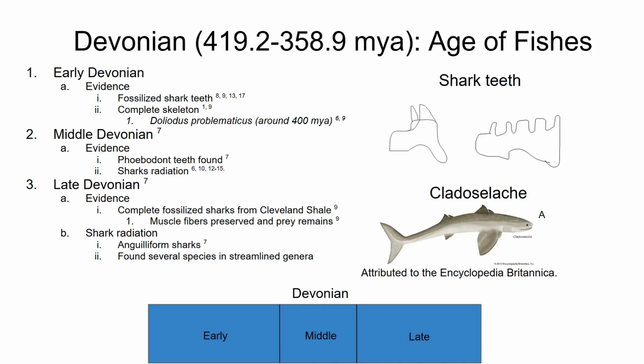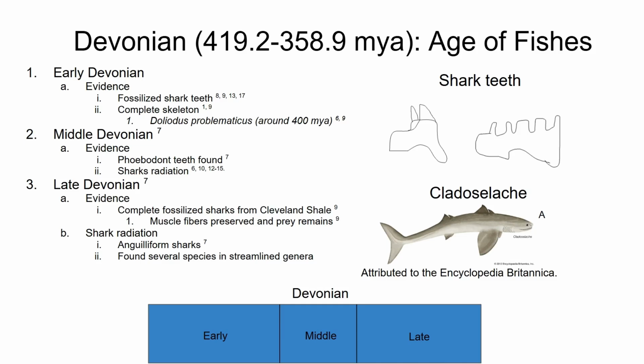Have scientists discovered any complete fossilized skeletons in the late Devonian? Did any other sharks appear? How much did the number of shark species grow? What died out and got replaced? Scientists found complete fossilized sharks in the late Devonian rock from the Cleveland Shale. Not only were they complete, but these skeletons had preserved muscle fibers and some preserved prey remains in their stomach.